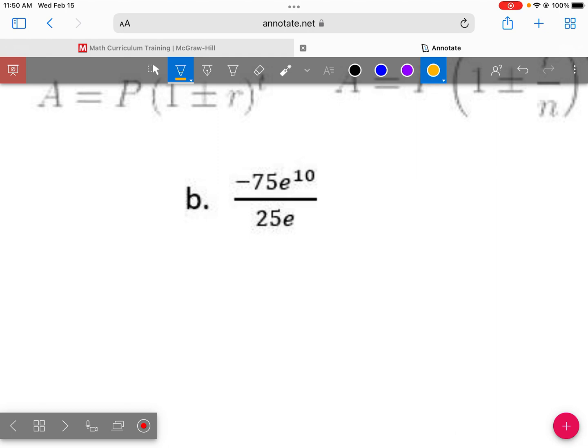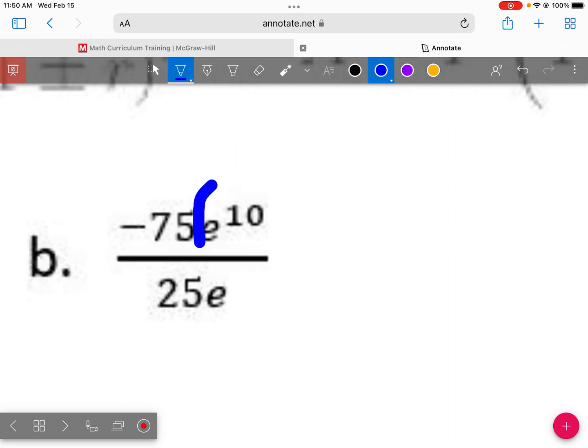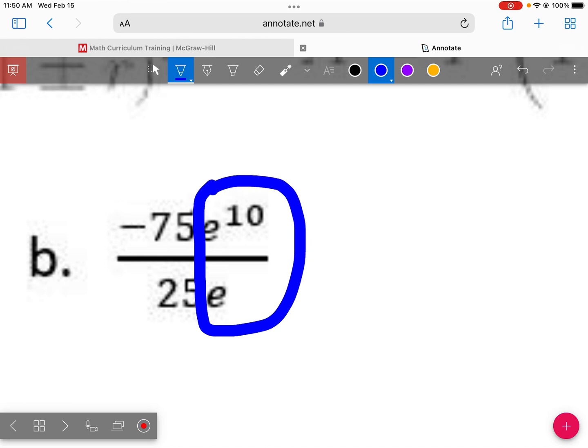Yes, sir. Somebody just made a point on part B. If the E has nothing, it's automatically a number. Yes, good point. Guys, did you hear what Jayden said? He was looking at the E on the bottom of the fraction here. And he said if the E doesn't have an exponent with it, it's automatically what number? A 1.